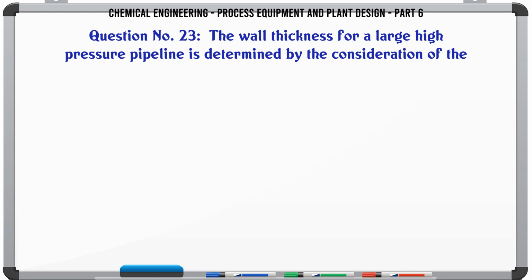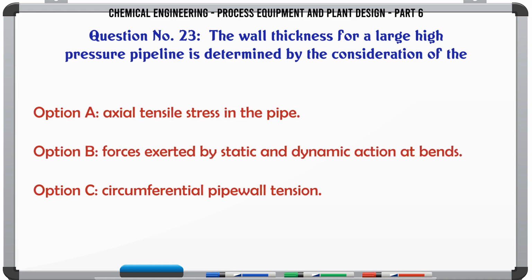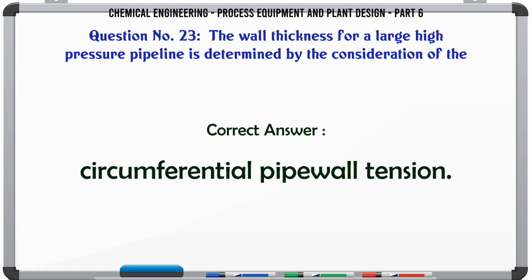The wall thickness for a large high-pressure pipeline is determined by the consideration of the A. axial tensile stress in the pipe, B. forces exerted by static and dynamic action at bends, C. circumferential pipe wall tension, D. temperature stresses. The correct answer is circumferential pipe wall tension.